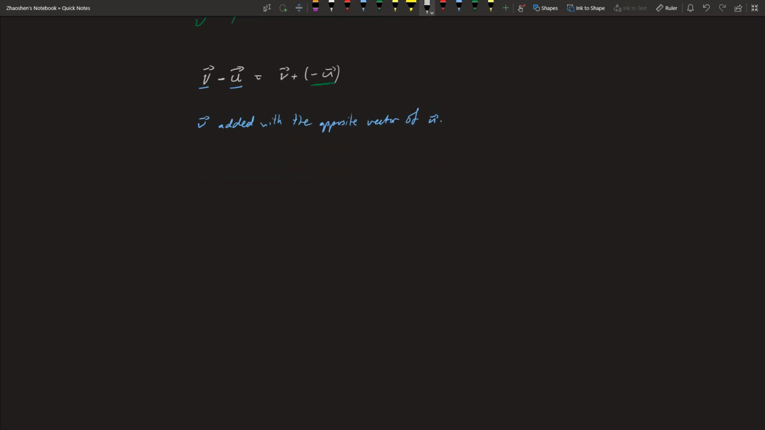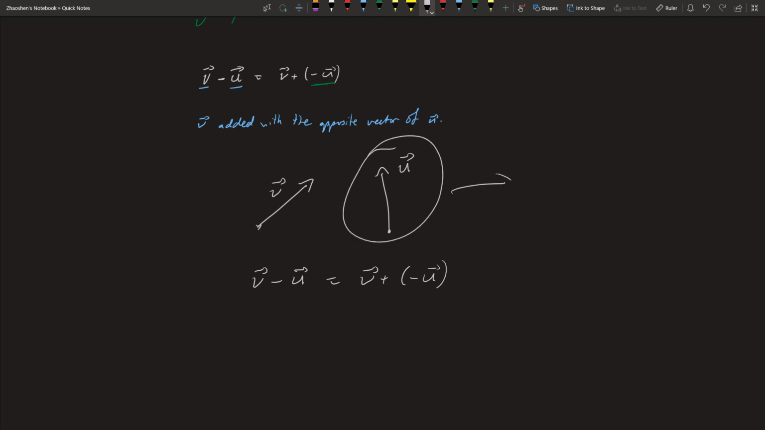Let's do an example. For example, I want to subtract those two vectors v and, I don't know, this vector u. I want to find v minus u. I want to graph it. So what do we do? First of all, this is equal to v plus negative u, right? Let's find negative u. So this is u, right? That implies basically that negative u is this vector. Let me try to draw it. This vector. Same magnitude, different direction. So this is negative u, right?